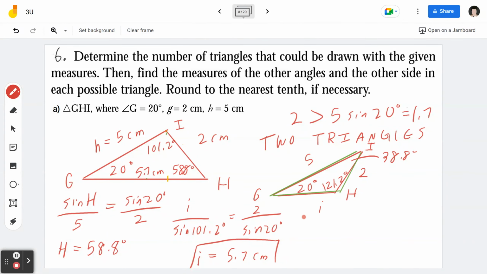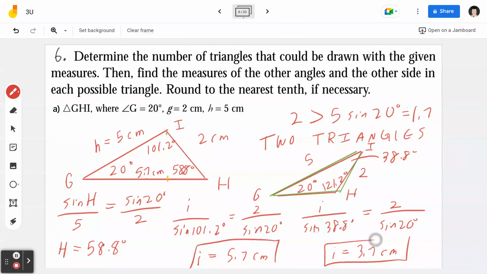In the second case, you're going to take I divided by sine of 38.8 degrees, which again equals 2 divided by sine of 20 degrees. So now if you grab a calculator, 2 times sine of 38.8, divide that by sine of 20. The second possible answer is going to be approximately 3.7 centimeters. And again, if you label this 3.7, 5, and 2, this all fits perfectly relative to the diagram, just like that.